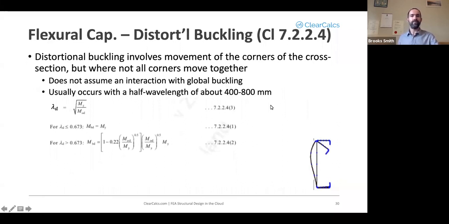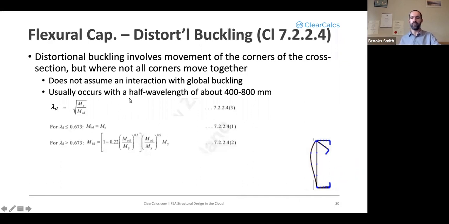Distortional buckling. Distortional buckling involves the corners of the cross-section moving, but where not all the corners move together. So if all the corners are moving together, if they're all moving sideways or all twisting, then that's global buckling. But if only one corner or only some of the corners are moving, then that's distortional buckling, something like what you see in the lower right here, where the entire flange, including its stiffener, are all bending down. Distortional buckling does not depend, or only minimally depends upon global buckling, so we don't take that into account. It's an independent calculation.